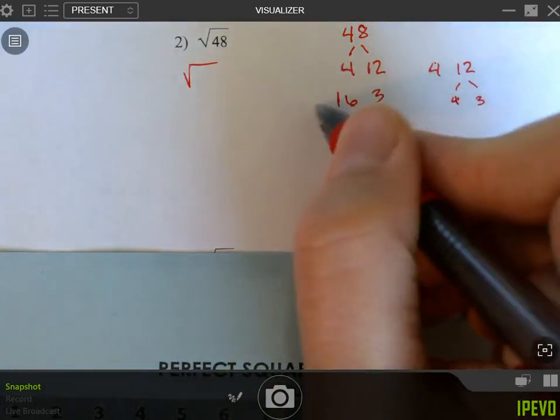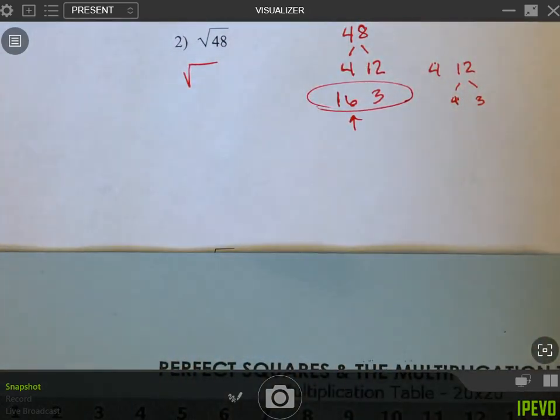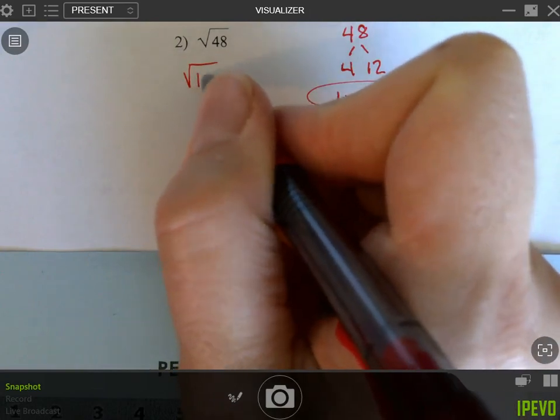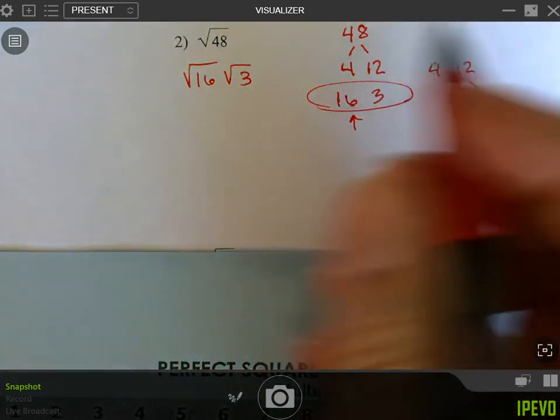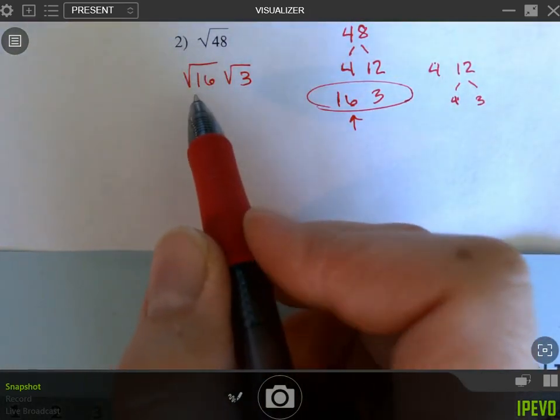So we decided that this was the biggest perfect square. So the square root of 16 times the square root of 3. Okay, put your perfect square first, because what is the square root of 16?